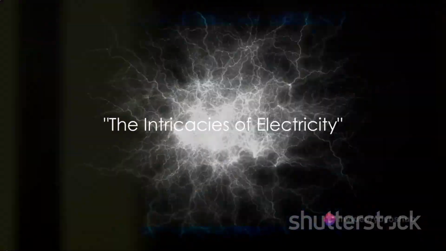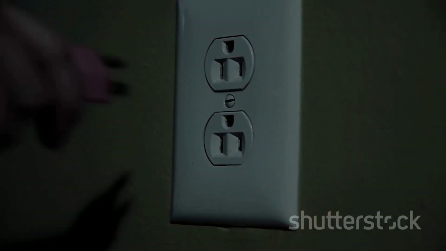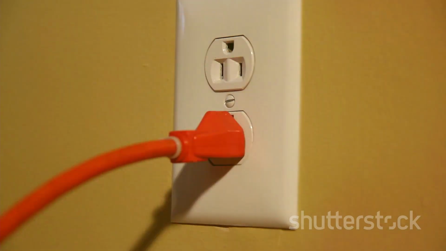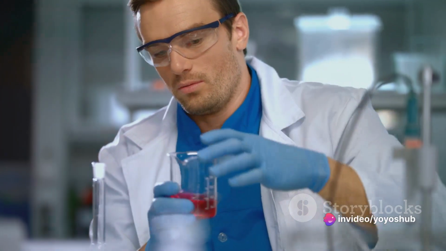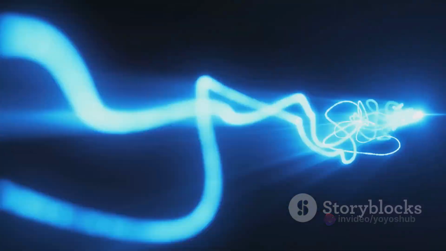Ever wondered how the electricity that powers your devices is actually produced and transmitted? Let's delve into the intricacies of electricity. At its core, electricity is all about the movement of electric charge. This charge is generated by the push and pull between electrons and protons, the building blocks of atoms. And when these charges move, we get what's known as an electric current.